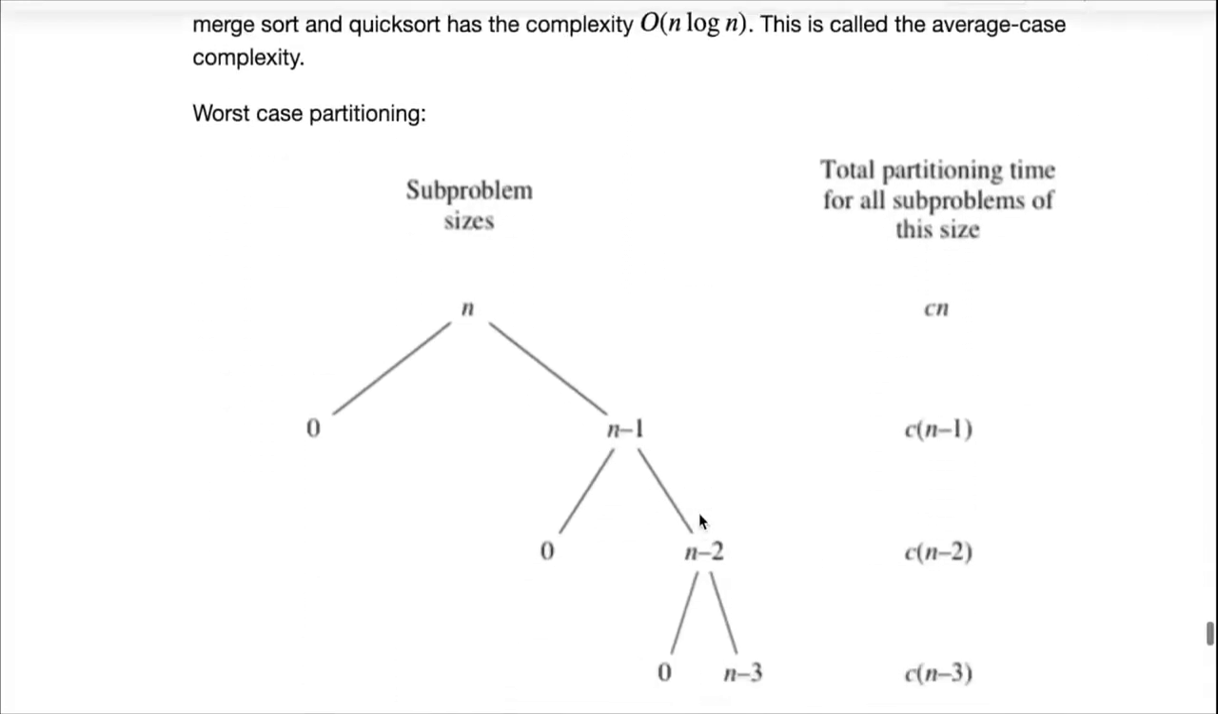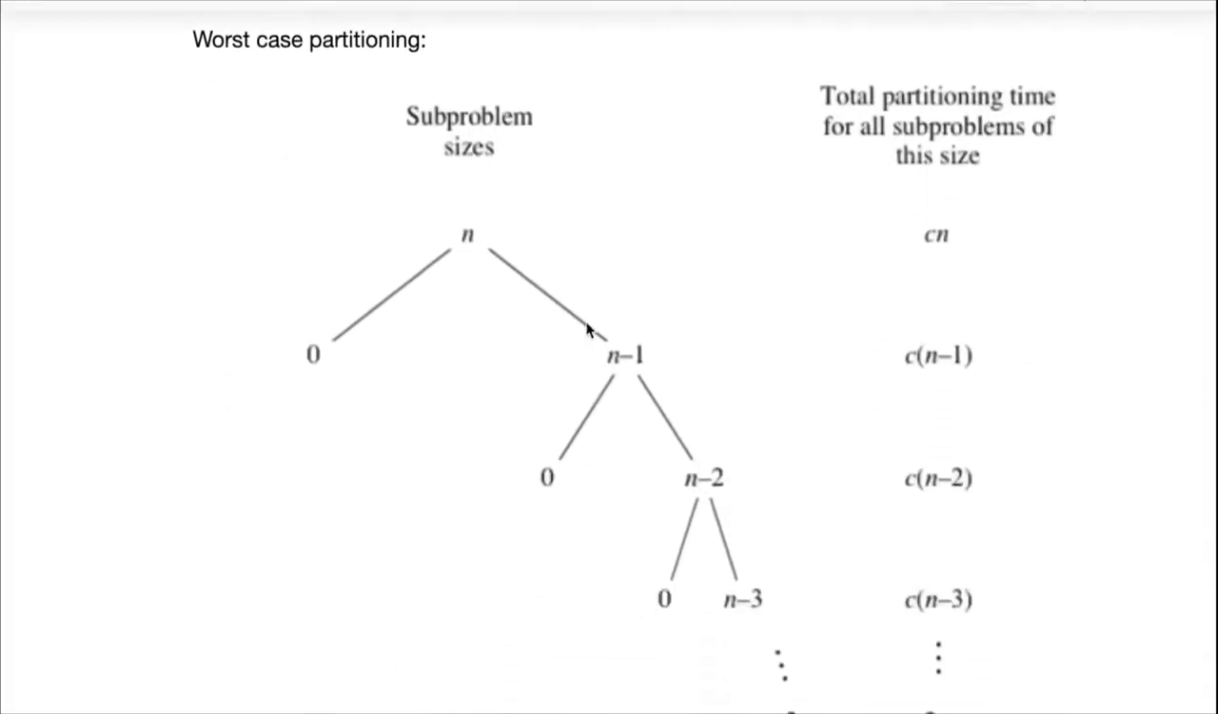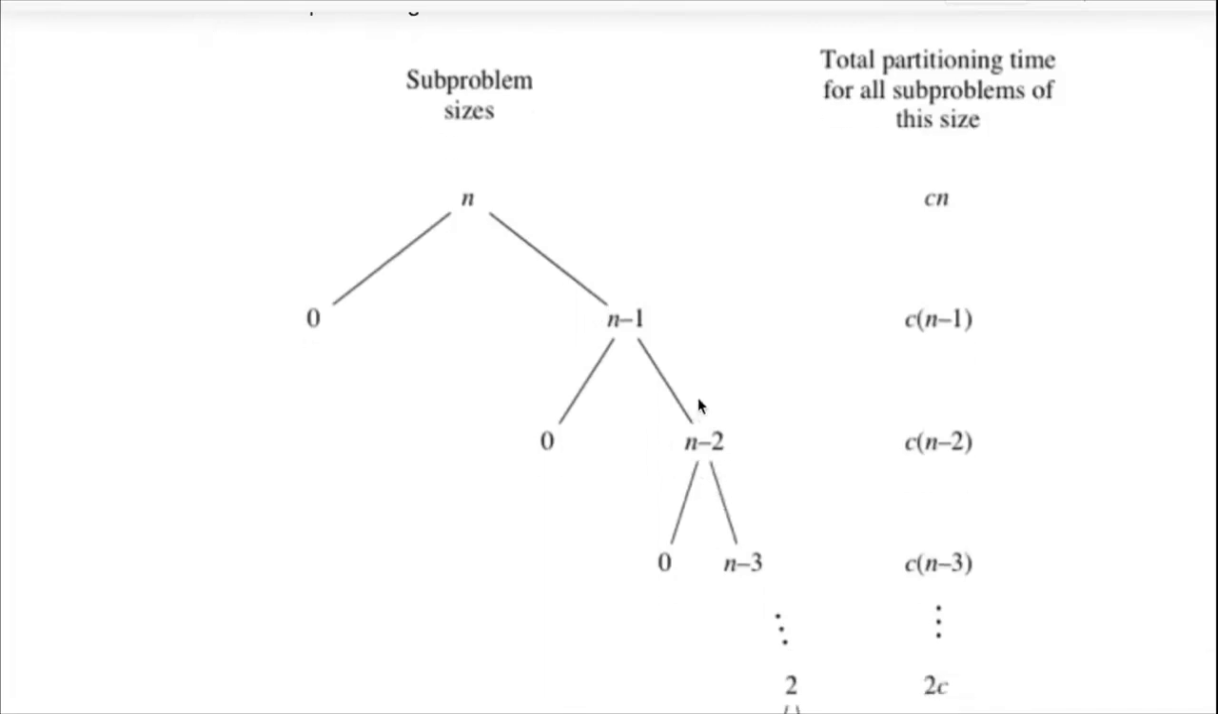On the other hand, if you have a really bad partition, and a really bad partition is maybe you picked the smallest element as the pivot. Now, if you pick the smallest element as the pivot, then all the elements will go to the right of the pivot, and you will end up calling quicksort on a problem of size n-1. And then maybe once again, if you pick the smallest element as pivot, all the elements will go to the right of the pivot once again, and you will end up calling quicksort with a problem size of n-2.